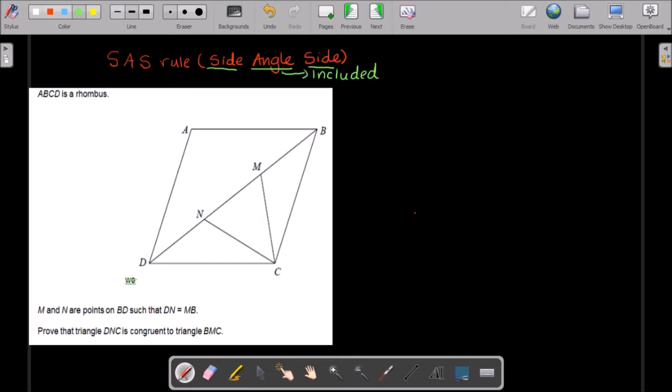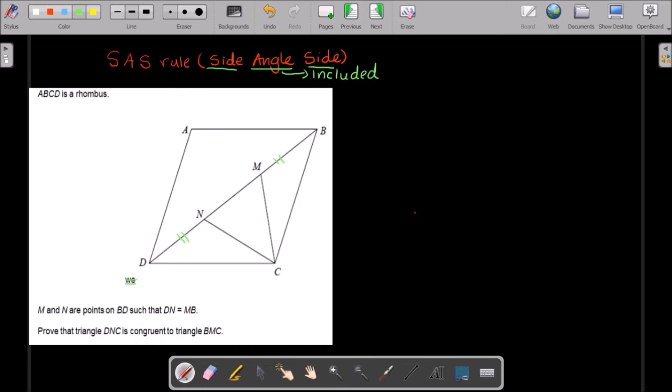ABCD is a rhombus. Now a rhombus is a quadrilateral with 4 equal sides. M and N are points on the line BD. So this is the line BD here, and we have M and N on BD such that DN, here, is equal to MB. So I can make a mark on the diagram showing that this is equal to this. Prove that triangle DNC is congruent to triangle BMC.